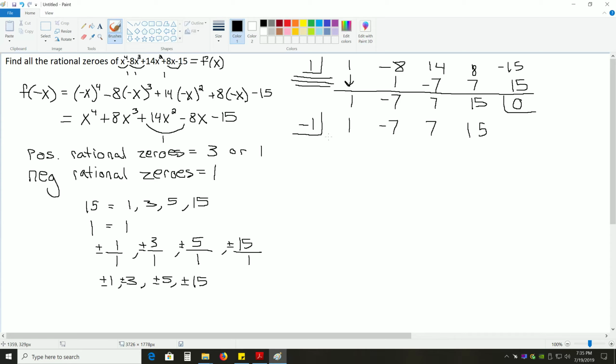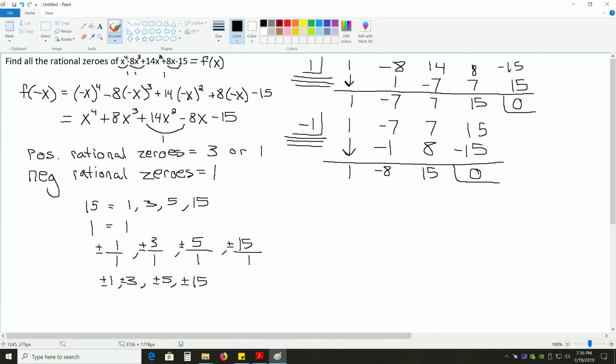Okay, so let's check if -1 works. We're going to bring down our first number, which is 1, multiply that by our -1, that gives us -1. Add it to -7, we have -8. Multiply that by -1, we get +8. Add that to the 7 above it, that's 15. Multiply that by -1, we get -15. Add the results together, we have 0. Again, we have a remainder of 0, which means this will also be one of our answers.